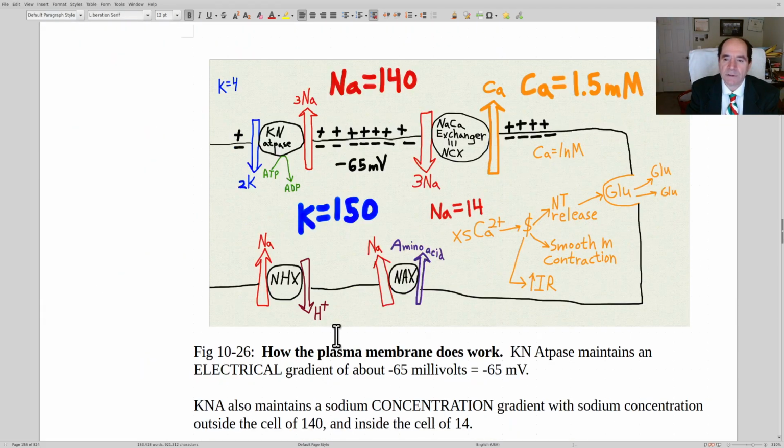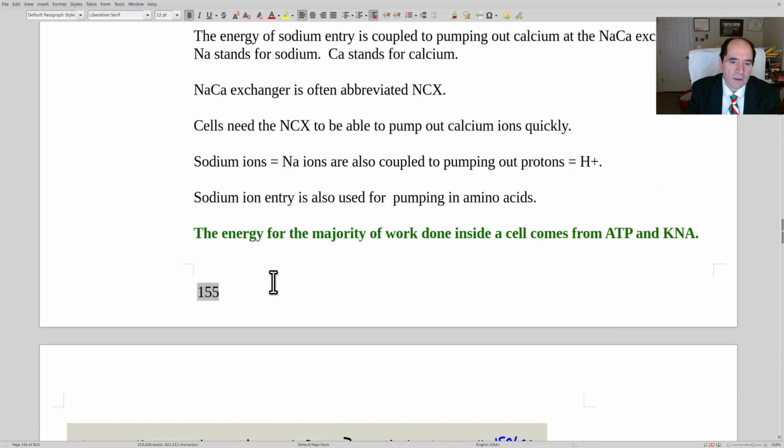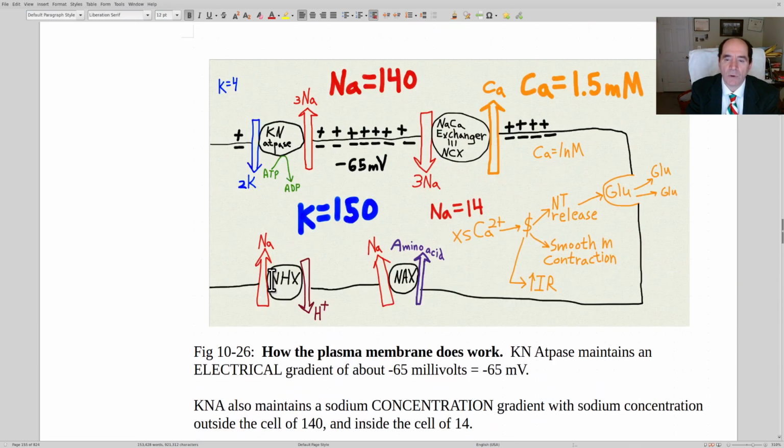Here's a little more detail on how a cell works. As a matter of fact, maybe we're about ready to call this. Yeah, I think we'll call this for now. So that's going to be the end of chapter 10b, and I'll start up in chapter 10c with this slide here.